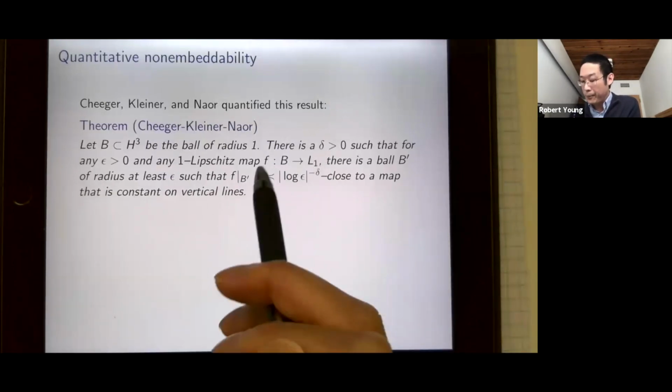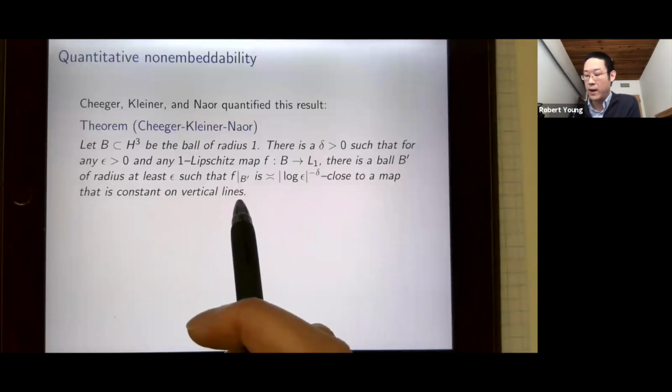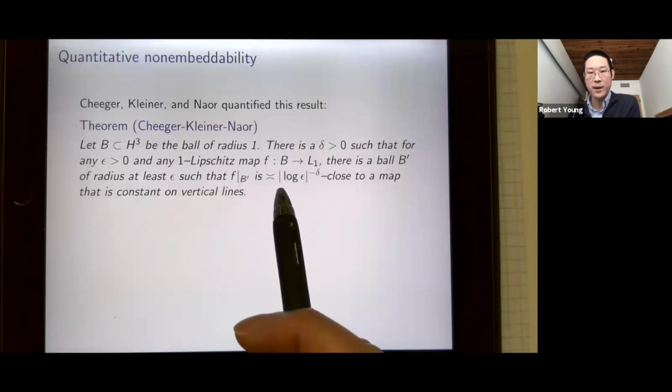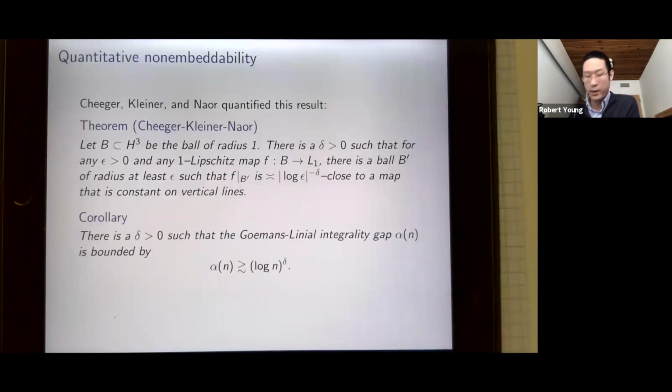So if you want it to be, say, 1/10 close to a map that's constant on vertical lines, this tells you how small you might have to take that ball in order to get that closeness. On the one hand, that's good because this gives you a nice quantitative bound on distortion. It gives you a bound that alpha of n is at least (log n)^delta. On the other hand, this is not completely satisfactory because the delta that comes out of this argument is extremely small. It is on the order of 2 to the minus 60. So if you want to get a map that's, say, 1/10 close to constant on vertical lines, you need to choose an absolutely ridiculously small epsilon in order to do that.